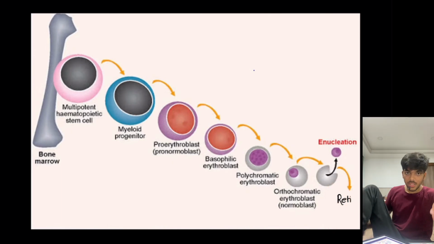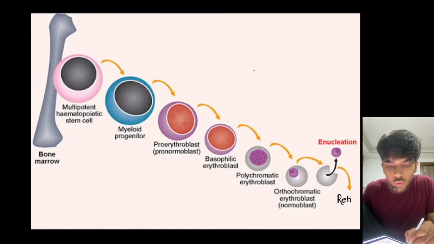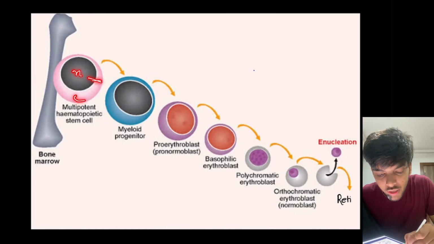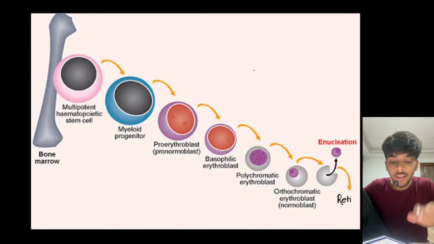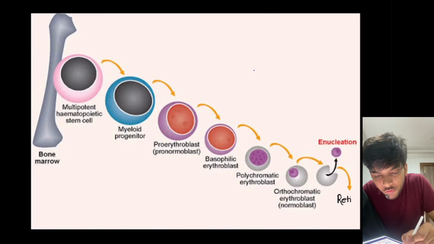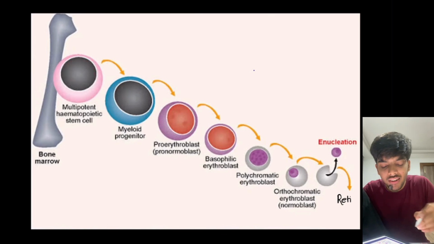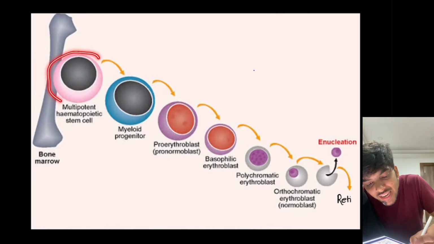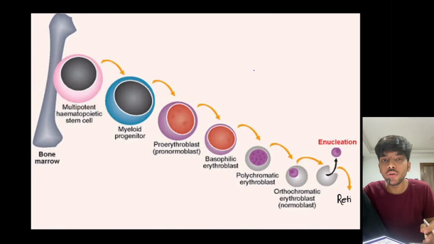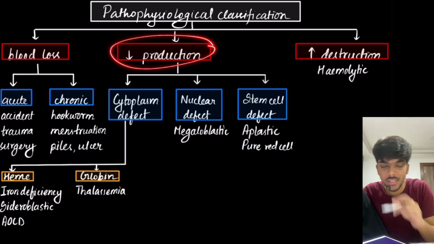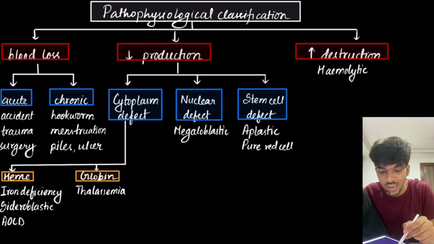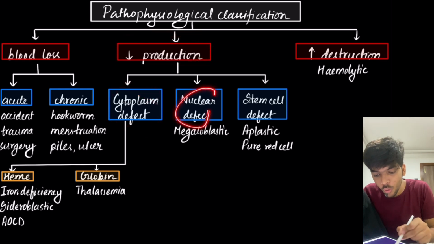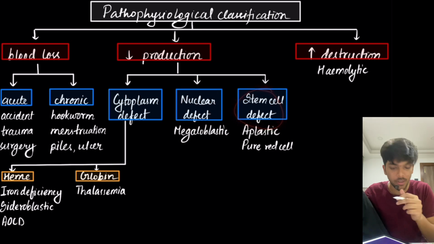So what's important here is that the nucleus and cytoplasm mature side by side. A defect in the maturation of the nucleus, a defect in the maturation of the cytoplasm, or a defect in the stem cell itself can lead to a defect in the production of red blood cells, leading to anemia. So there is decreased production, either due to a cytoplasm defect, a nuclear defect, or a stem cell defect.